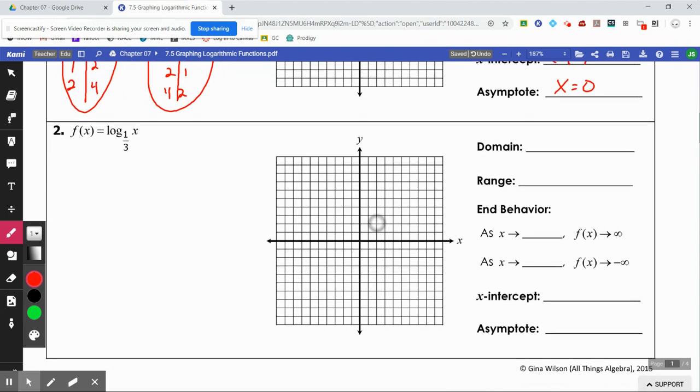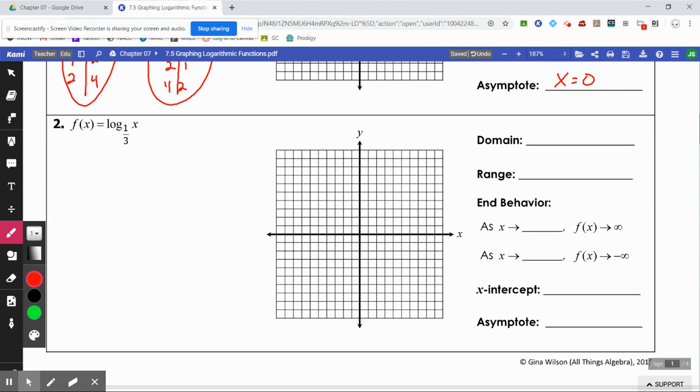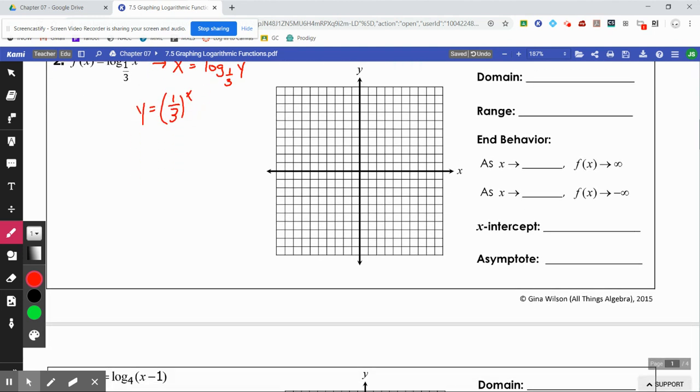Next one, instead of graphing y equals log base 1/3 of x, you can reciprocate that and graph instead x equals log base 1/3 of y. Change that to exponential form, which would be 1/3 raised to the x power is equal to y. And let's again make our t-table for that instead, because it's so much easier.